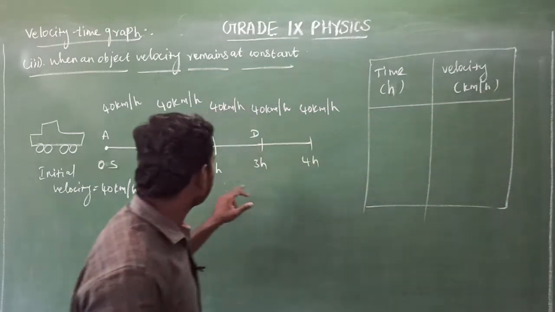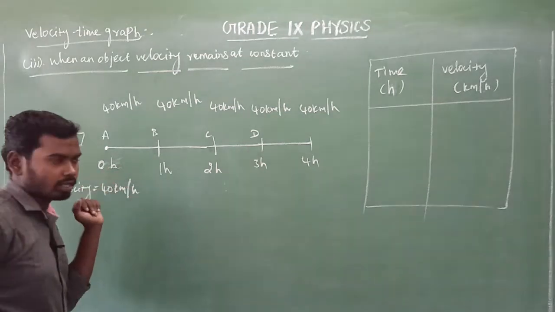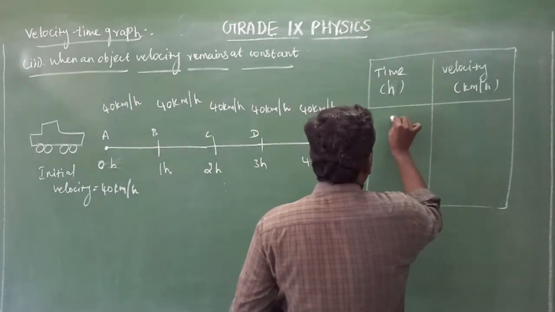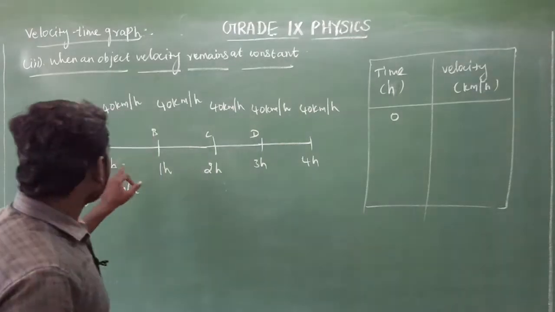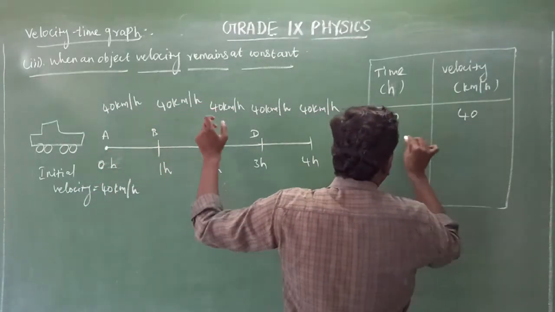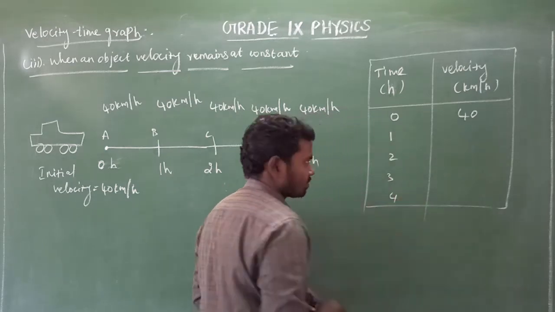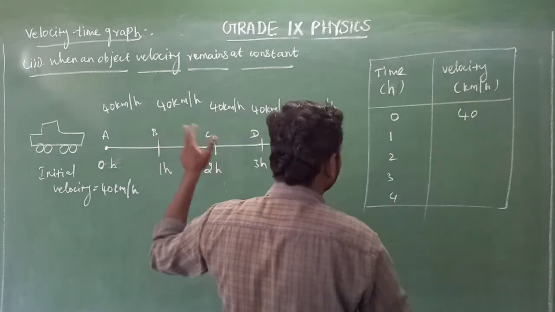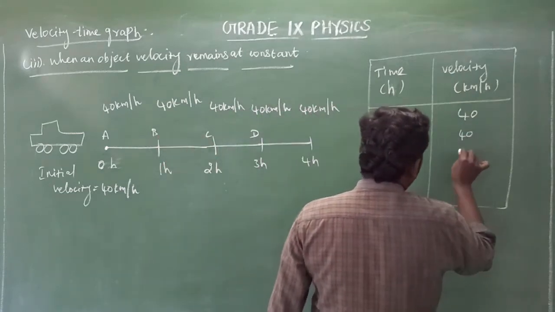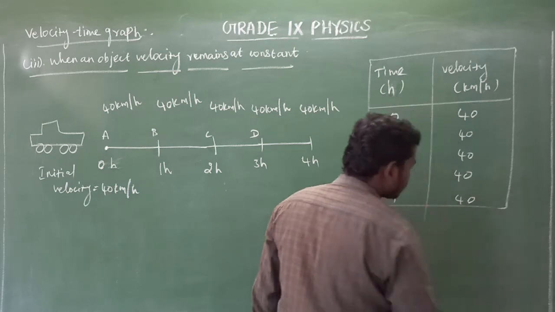First, what is the time, sir? Sorry, here not seconds, hours, because I have taken hours. So at time 0, what is the initial velocity? Yes, 40. Here the initial velocity is not 0. Next, 1 hour, 2 hours, 3 hours, and 4 hours. Then what is the velocity here? Yes, the same 40 kilometer per hour. Even the next 1 hour it is 40, and the last 1 hour also 40.